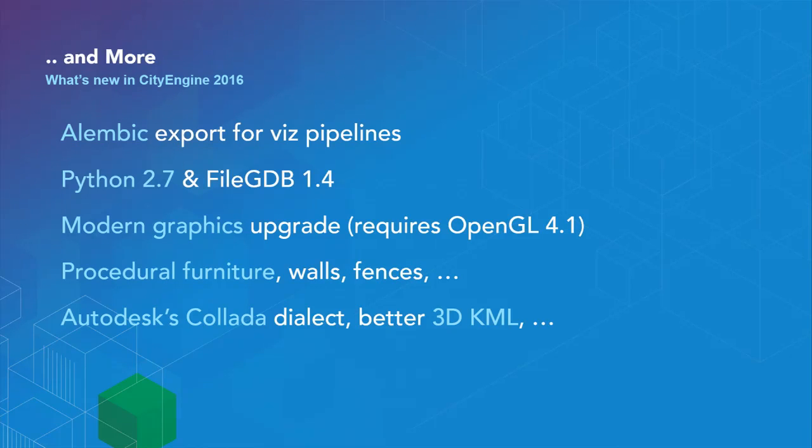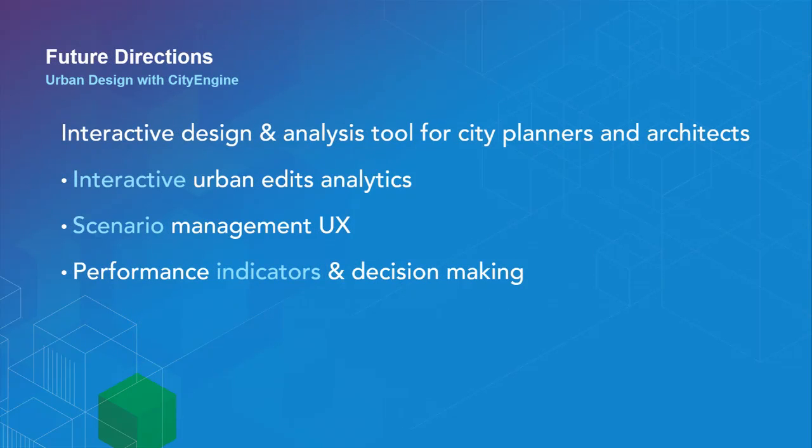And then we made some tweaks to the Collada export to better support Autodesk's Collada format. They have their own dialect of Collada that isn't quite perfectly to the spec. So now we support that when you import it, so it'll look nice and clean. And we improved 3D KML import as well. Future direction, so we're looking at moving CityEngine towards more and more of an interactive design tool for city planners and architects.